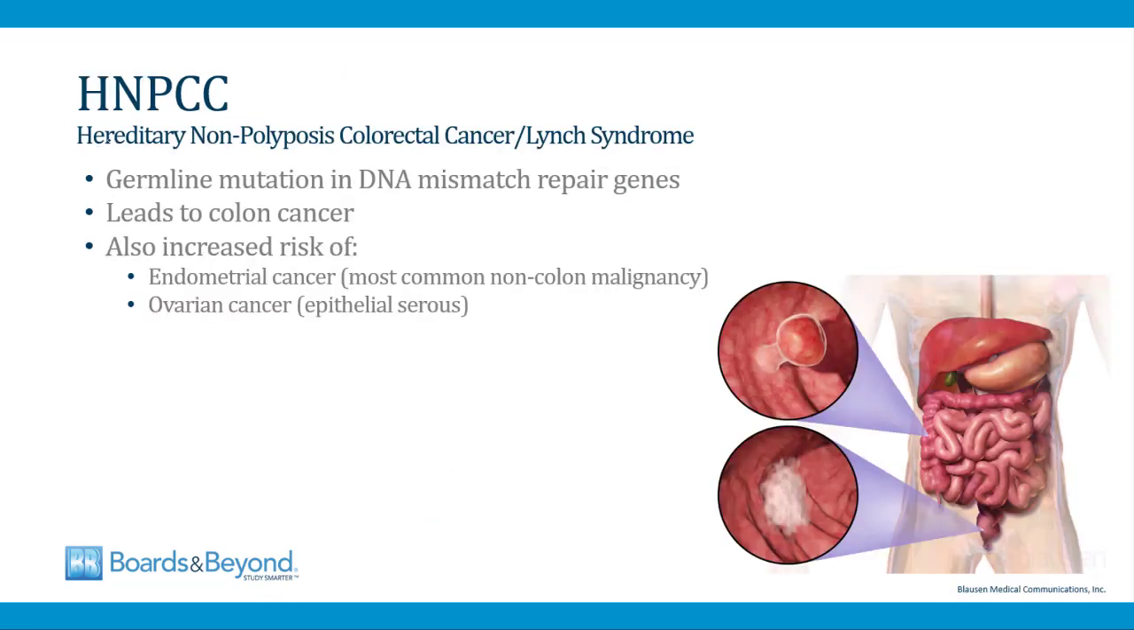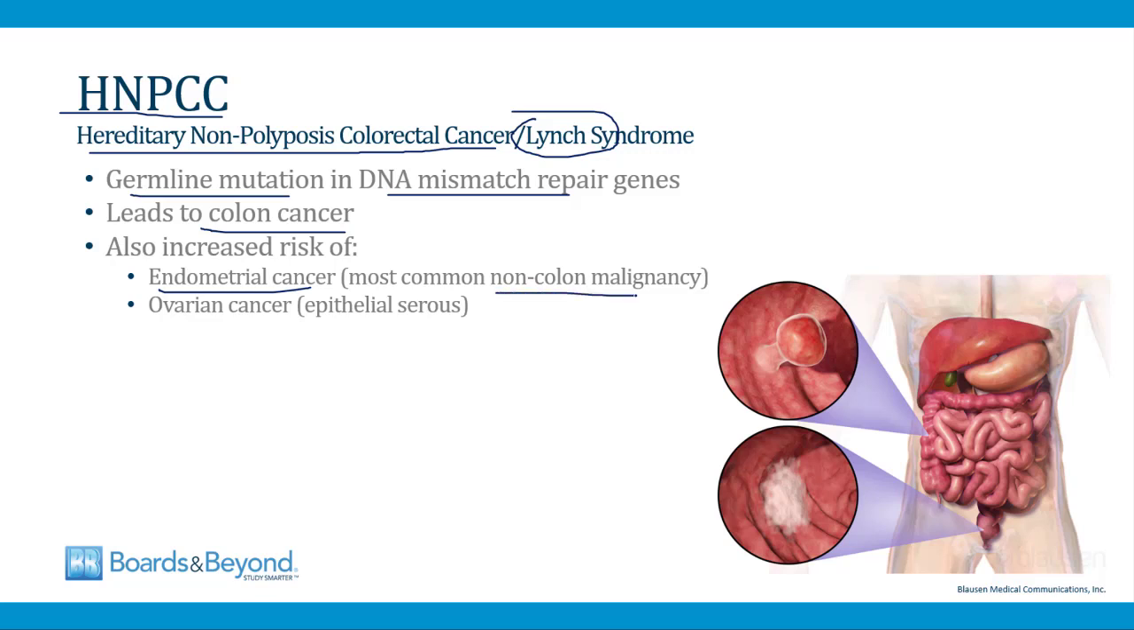In videos in the GI section, I talk about HNPCC, which is the hereditary non-polyposis colorectal cancer syndrome, also called the Lynch syndrome. Patients with this condition have a germline mutation in DNA mismatch repair genes, and this leads to a higher risk of colon cancer. But you should know that patients with HNPCC also have a higher risk of other cancers. One of them is endometrial cancer of the uterus. This is the most common non-colon malignancy in patients with HNPCC.